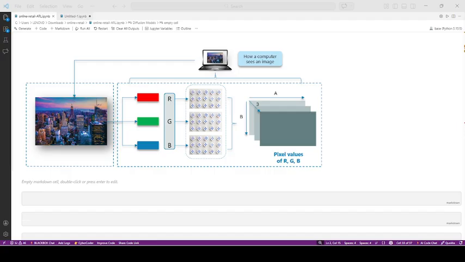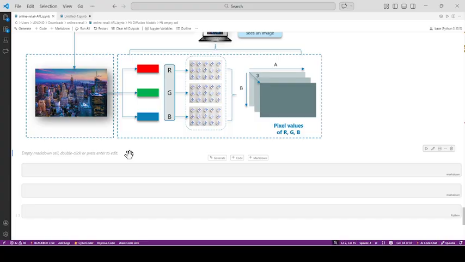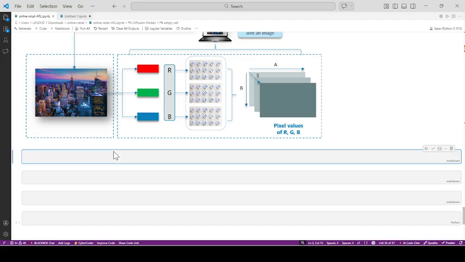Next we shall move on to our main topic of today, that is convolutional neural network. So what actually is a convolutional neural network? What is CNN?